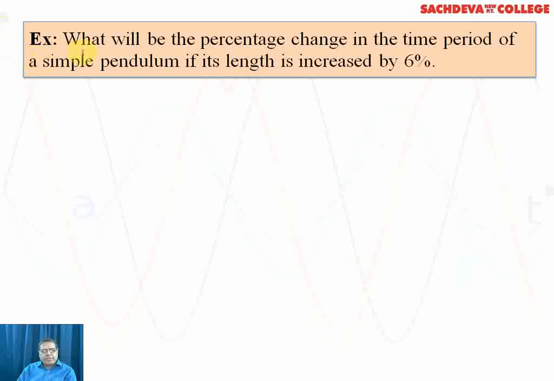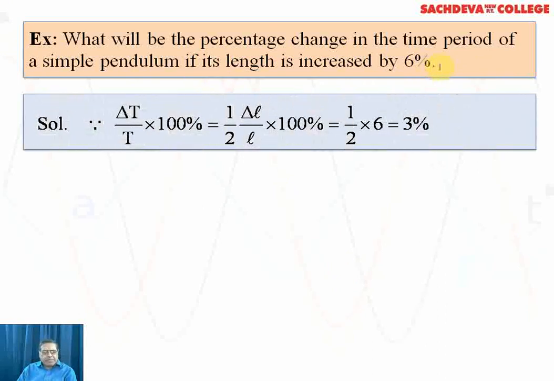Now, our next question is, what will be the percentage change in the time period of a simple pendulum if its length is increased? So we have to relate the length with the period. It is given as delta T by T into 100, and this formula will be half of delta L by L into 100%. And by calculation, it comes to be 3%.